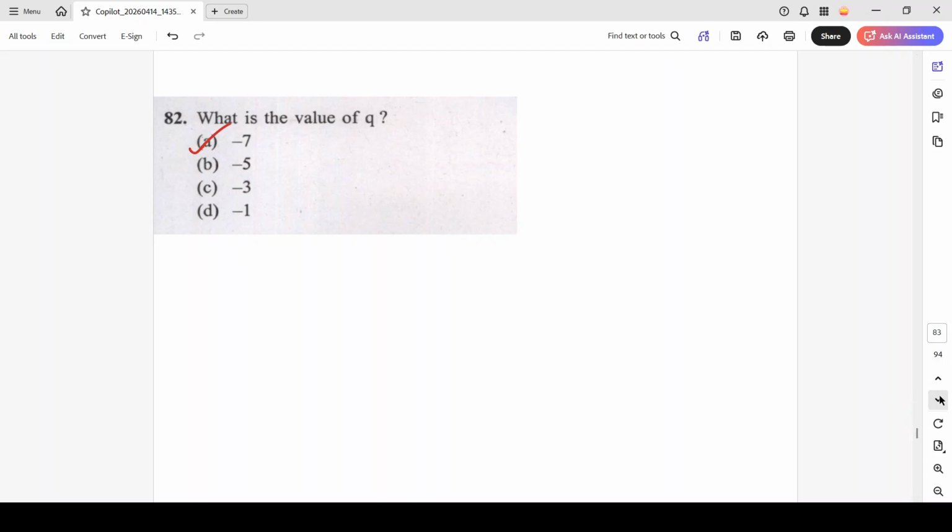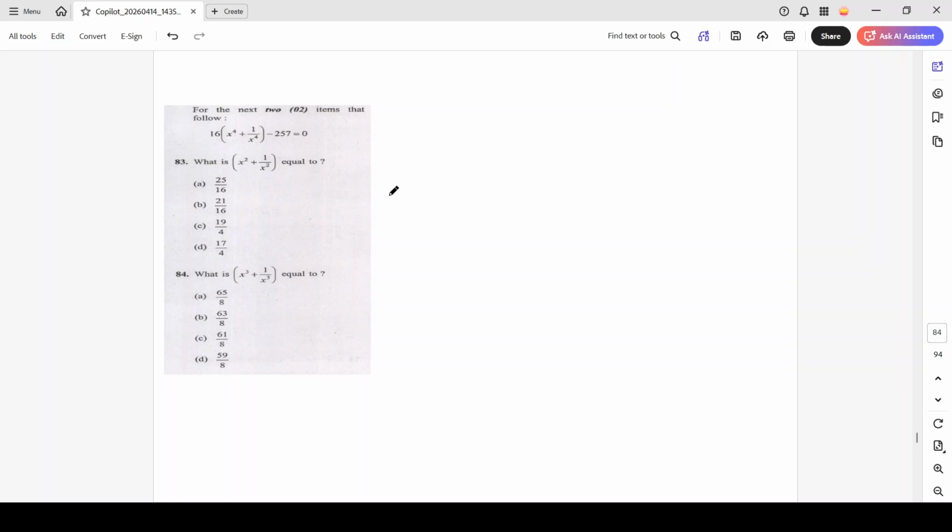Now move on to the next question. For the next two items that follow, x to the power 4 plus 1 upon x to the power 4 is equal to 257. Minus 257 is equal to 0. If I just transfer 257 this side and divide it by 16, then this is equal to x to the power 4 plus 1 upon x to the power 4.